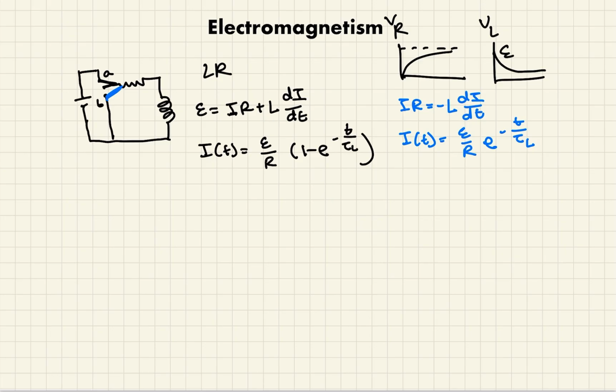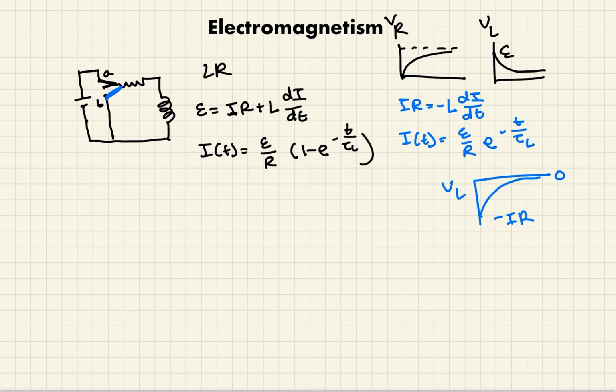Again, you can draw graphs for this, but they're pretty self-explanatory. The only weird thing is that the voltage across the inductor is going to be negative, and so it's going to look something like that, where this is 0 and this is a negative value. It is equal to negative IR. So yeah, that's pretty interesting.